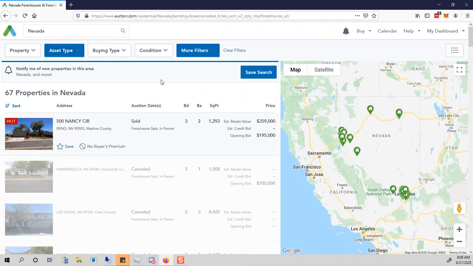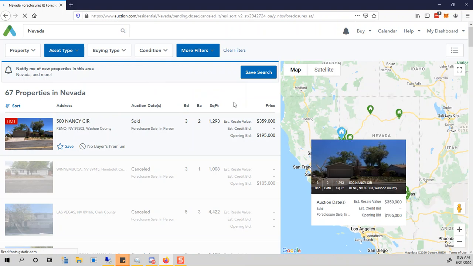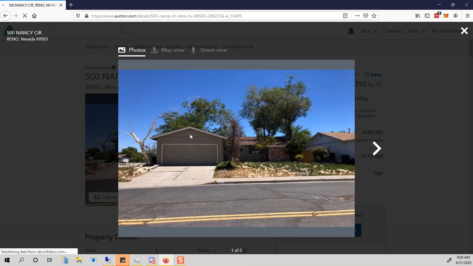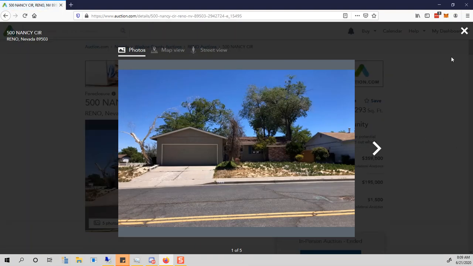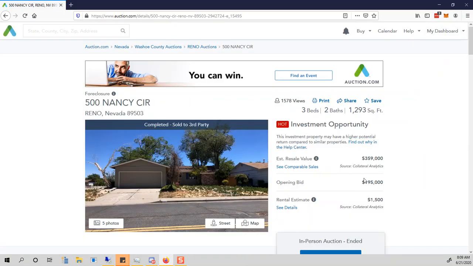Now opening bid. Nevada does opening bid, and that looks more appropriate. So that's what I want, 195. That's good.